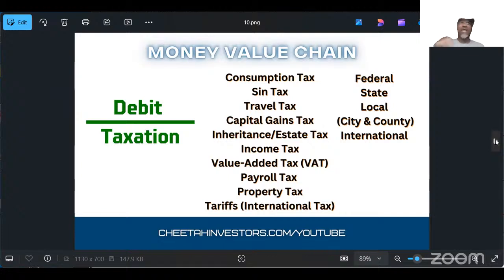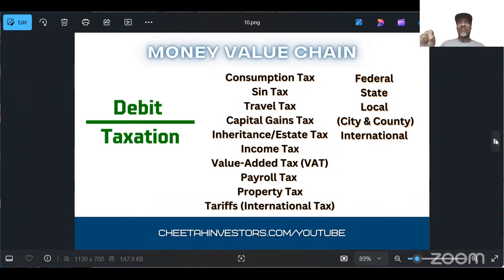All right, consumption tax, sin tax, travel tax, capital gains tax, inheritance, estate tax, income tax. We're going to get back to the value added tax. You got payroll tax, property tax, and then the tariffs, international tax. All of the different taxes are federal, state, local, and international. Now, let's get back to the value added tax, just to show you how you're being taxed multiple times.